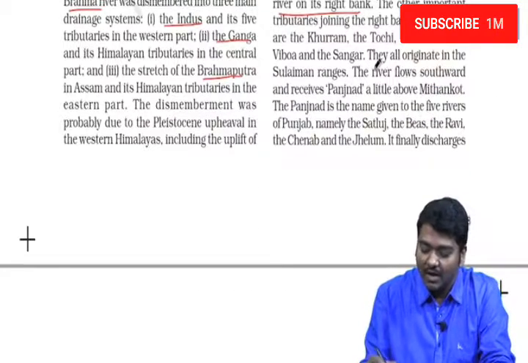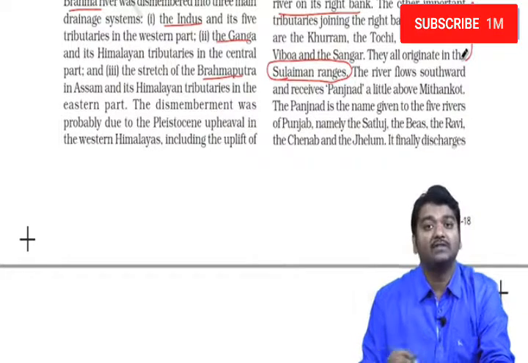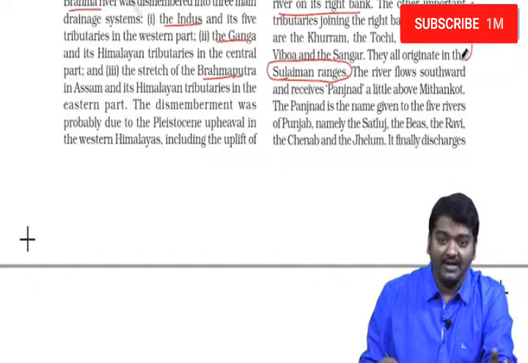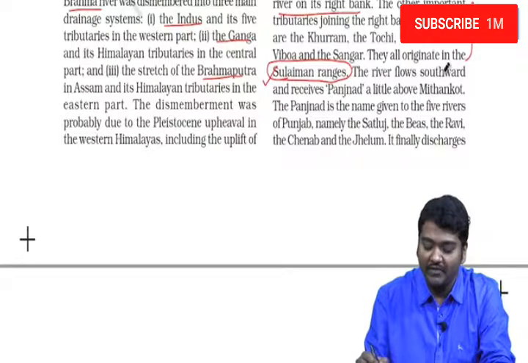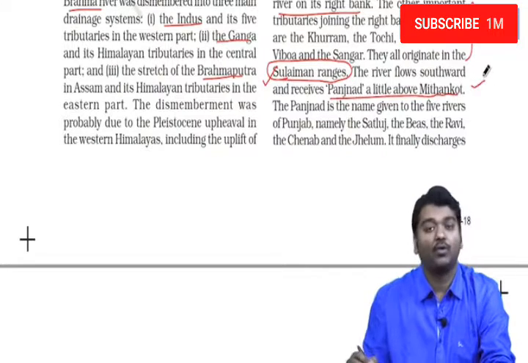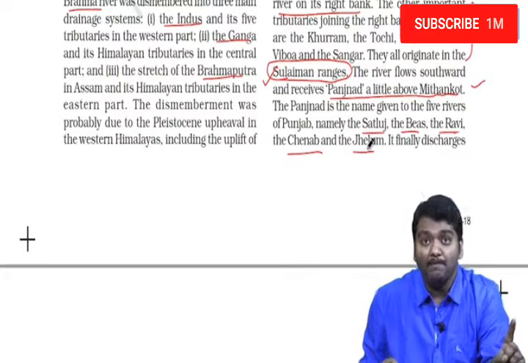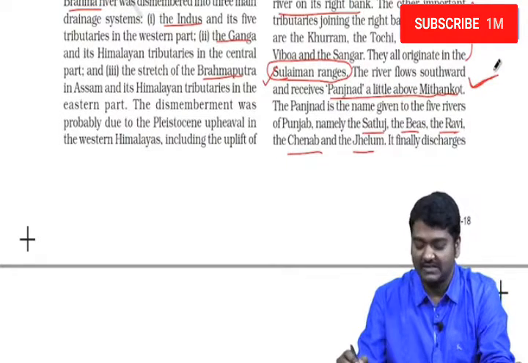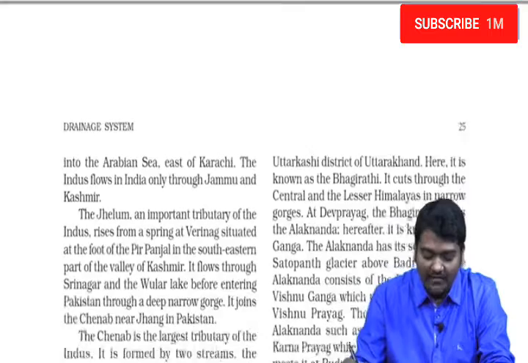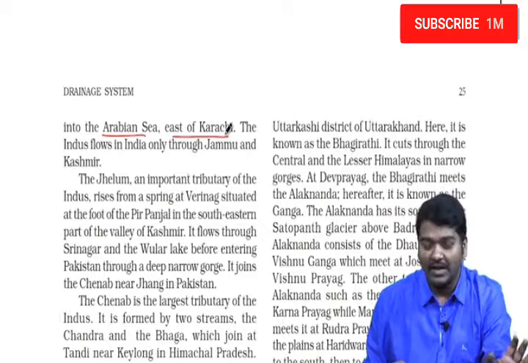Then you usually observe they all originate in the Sulaiman ranges. Some of the important rivers which actually join Indus originate near Sulaiman ranges. Not important for us, but what is more important, the river flows southward and receives Panjnad a little above Mithankot. That is, when we look at Sutlej, Beas, Ravi, Chenab and Jhelum, they meet Indus at Mithankot. Very, very important. Mithankot in Pakistan. It's very, very important for us. And it finally discharges into Arabian Sea east of Karachi. Again, important.